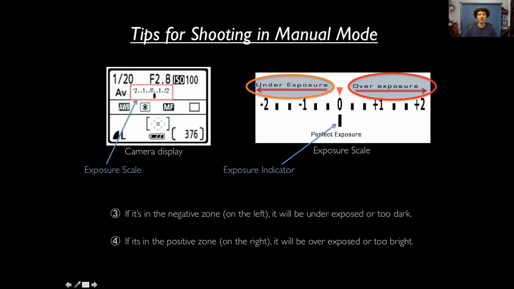If the exposure indicator is in the negative zone, like on this left, it will be underexposed or too dark. And the further you get, the darker it's going to get, right? And these numbers relate to stops of exposure. If it's in the positive zone over here, then it will be overexposed or too bright.